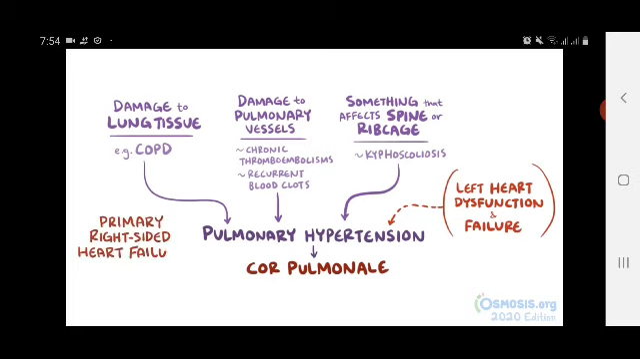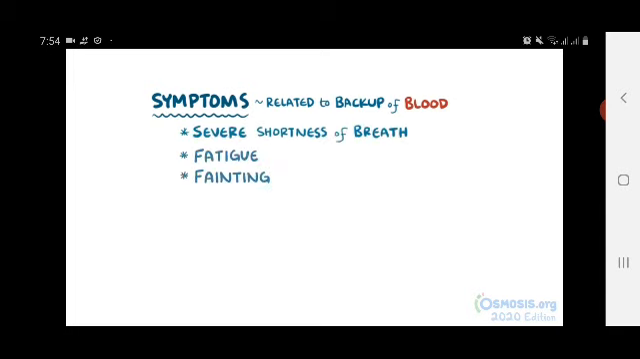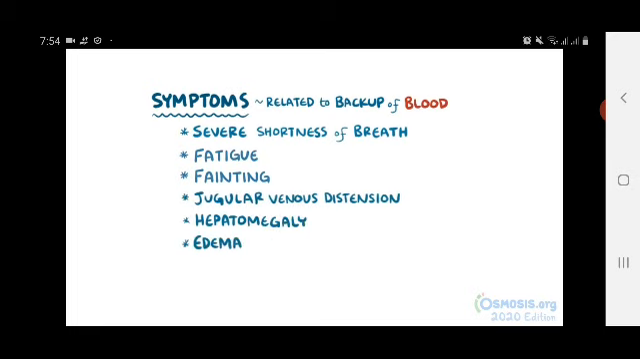Primary right-sided heart failure, which might happen after a right ventricular myocardial infarction or as a consequence of pulmonary valve stenosis, would also not be considered cor pulmonale, as the underlying defect is related to the heart, not the lungs. Because cor pulmonale stems from pulmonary hypertension, the symptoms are all related to the backup of blood in the venous system. Pulmonary hypertension can lead to severe shortness of breath, fatigue, and fainting, and right-sided heart failure can cause blood to get backed up coming from the body, causing jugular venous distension, hepatomegaly, and edema.